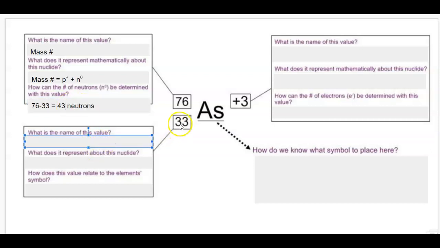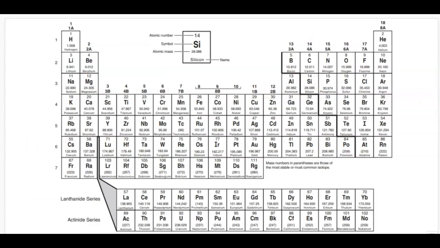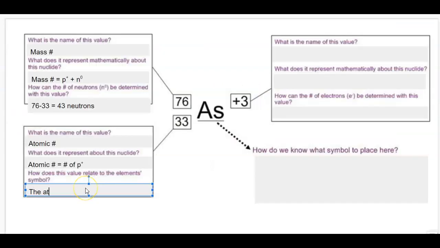What is the name of this value? It is the atomic number. What does it represent? The atomic number equals the number of protons. How does this value relate to the element symbol? If you look up element number 33 on the periodic table, you're going to find the symbol for that element, As, which is arsenic. The atomic number identifies the element on the periodic table.